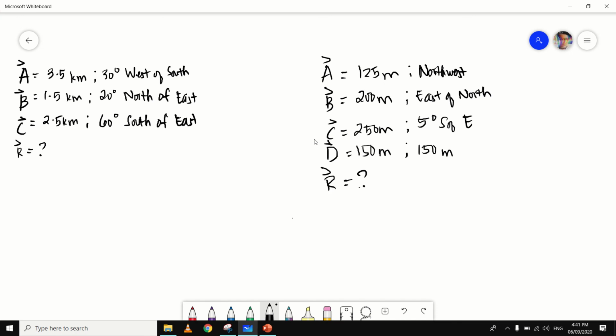Now, this will be two problems for vector addition. You can see the first problem involves three vectors, while the second problem involves four vectors. And then we're going to find the resultant vector of the following.